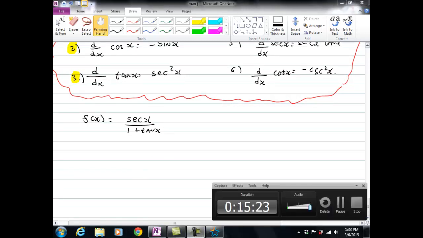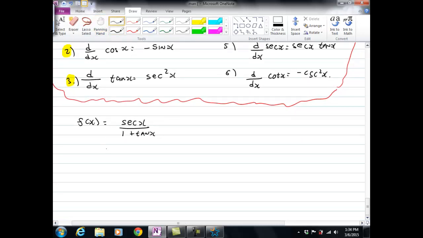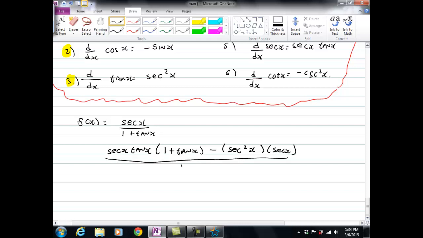Go. See, this is a quotient rule because there's a fraction there. So we take the derivative of the first. The derivative of the first, secant x, is secant x tan x. Secant x tan x times the second, which is 1 plus tan x, minus the derivative of the second, which is secant squared x, times secant x, all over 1 plus tan x all squared. I'm going to pause it.